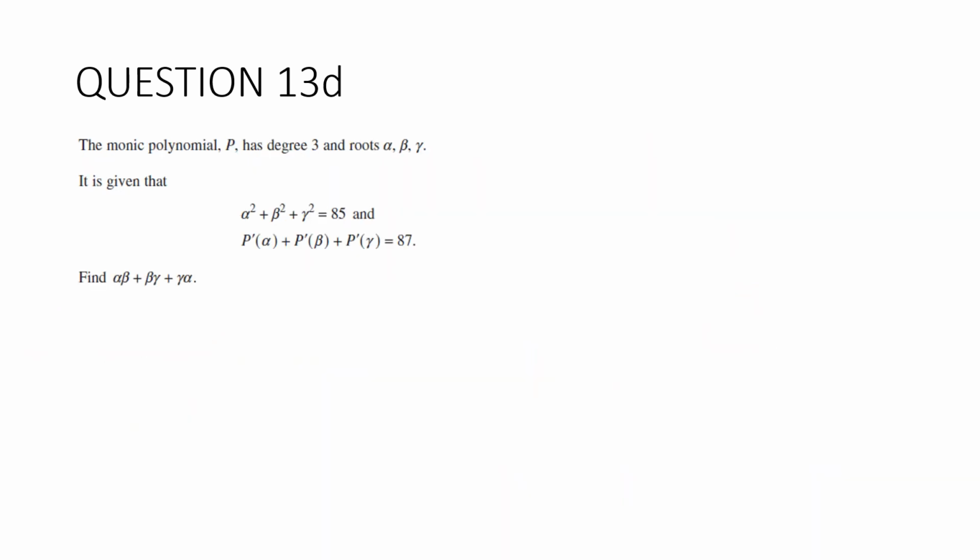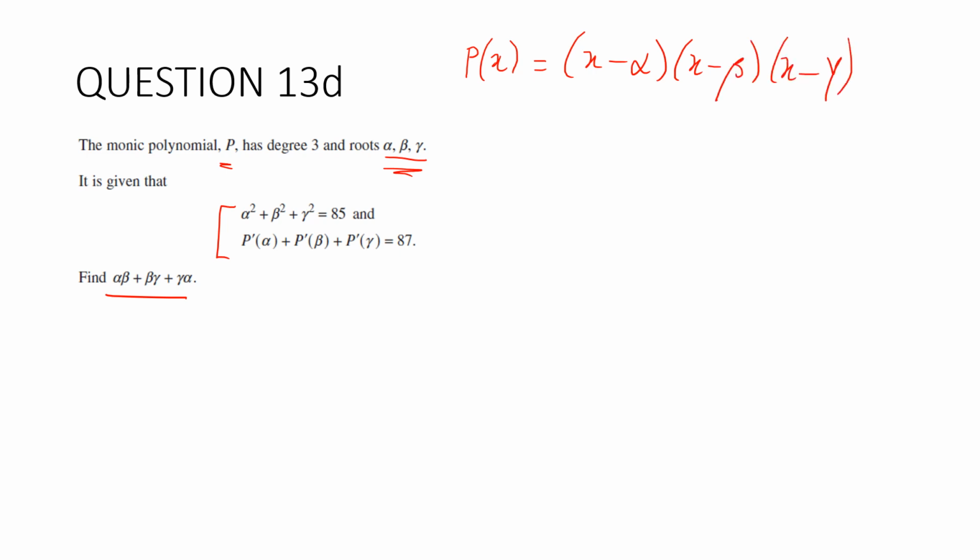13d. The monic polynomial p has degree 3 and roots alpha, beta, gamma. These two equations are given. Find this. Alright, if these are the roots of the polynomial p, then we can write p of x like this. And when you expand that all out, and you have seen this before, you get this.